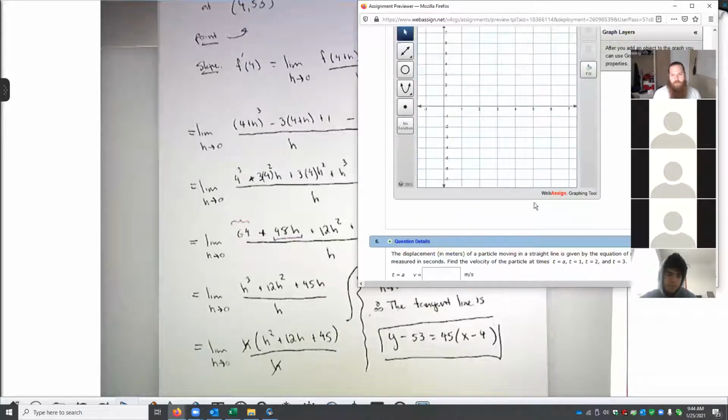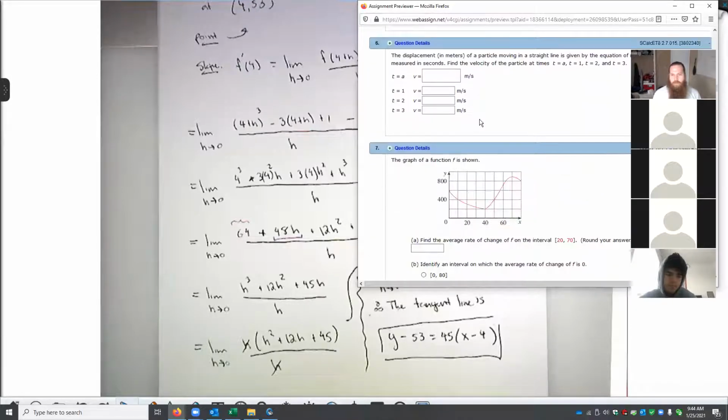And then sketching the velocity function. I think some of these are pretty concept heavy, but it depends on what you mean. So can you give me an example of what you're thinking of as a concept type question?